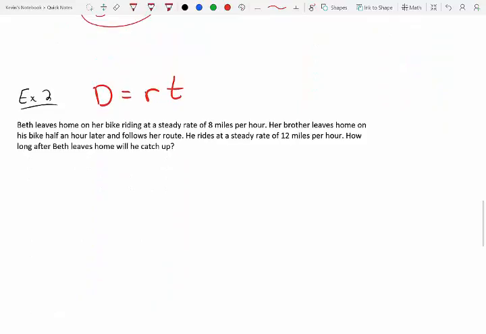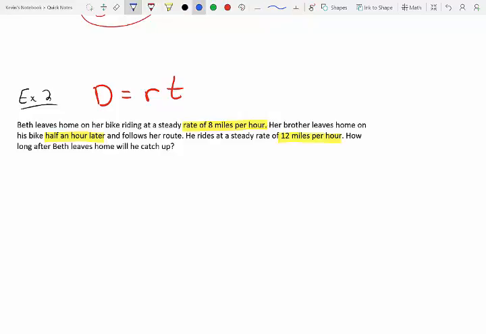Our second part of this is we have word problems and we need to create equations with them. So the equation we're going to use is d equals r times t. So that's distance equals rate times time. So we need to go through this now and figure out what we need. Beth leaves her home on her bike riding at a steady rate of 8 miles per hour. Her brother leaves home on his bike half an hour later and follows her route. So I'm going to say half an hour later. It's the same route. He rides at a steady rate of 12 miles per hour. How long after Beth leaves home will he catch up?